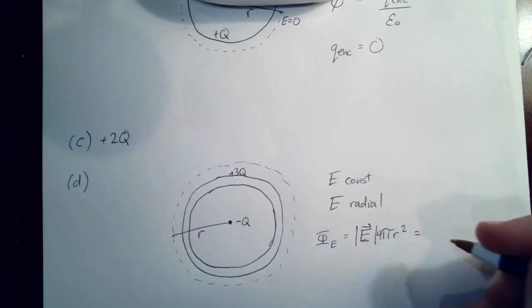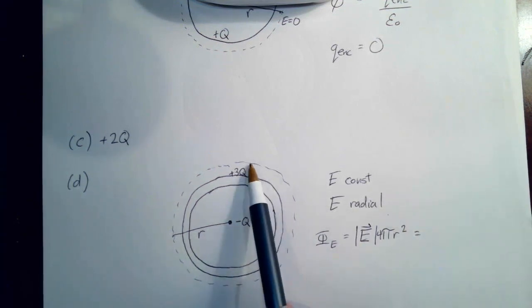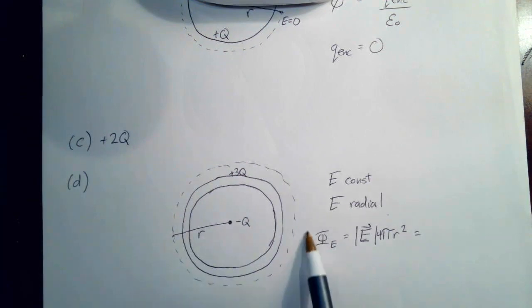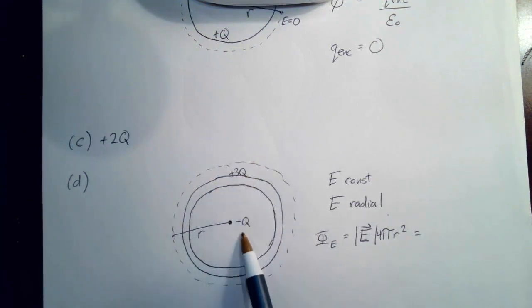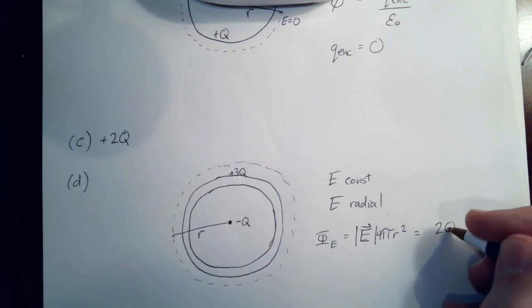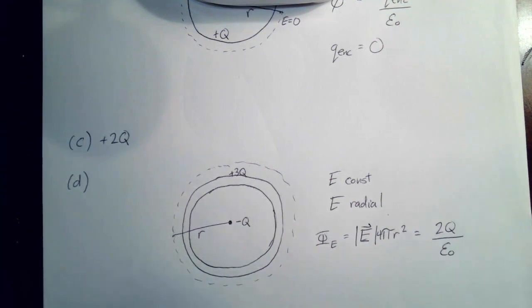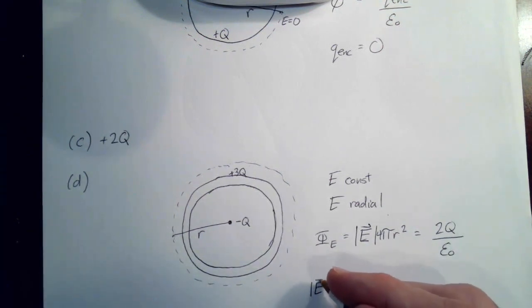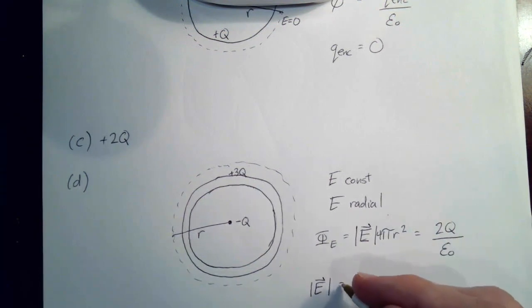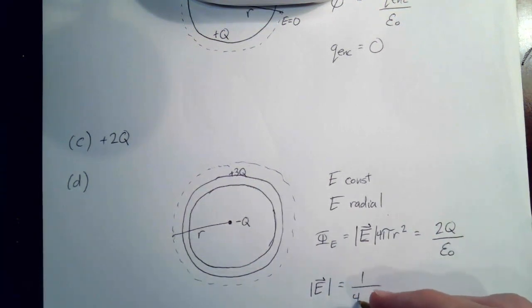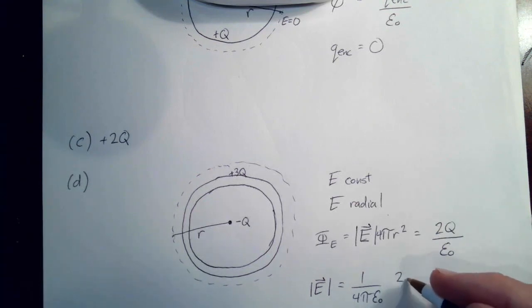And that's going to equal the charge enclosed over epsilon naught. So now the charge enclosed by this big surface here that I've drawn, this is 3Q minus Q, so total charge enclosed of 2Q over epsilon naught. And now I can solve for E. And E is 1 over 4 pi epsilon naught, 2Q over R squared.